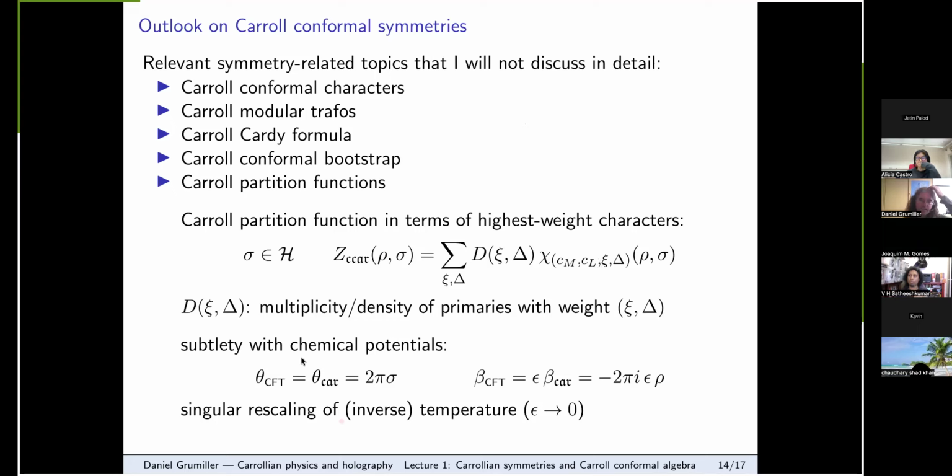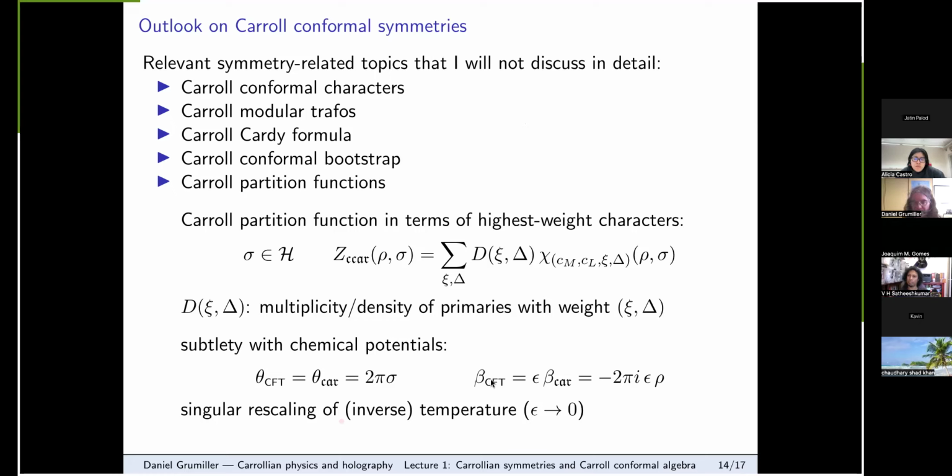I also want to point out one subtlety with chemical potentials. If your goal in life is to obtain Carroll conformal field theories as limits from relativistic ones, there's always a subtlety you have to deal with, and it's contained in this second equation. So the angular rotation chemical potential, there's no subtlety. It takes the same value in the parent CFT and in the Carrollian CFT. It's this quantity I called sigma up to some factor 2 pi. But the inverse temperature, which is related to the quantity I called rho, that gets singularly rescaled. So this parameter epsilon is essentially the Inonu-Wigner contraction parameter, and it goes to 0.